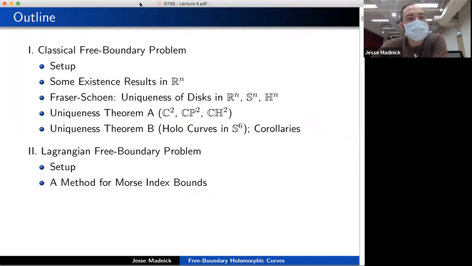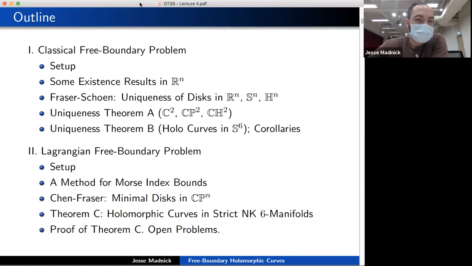And rather than discuss existence and uniqueness, I want to discuss instead a different question, which is what can you say about the Morse index of such things? And I'm going to describe a general method, relatively general anyway, that goes back to Jim Simons, that uses complex analytic techniques, or really holomorphic techniques, to get Morse index bounds. And using those techniques, not only can you get Jim Simons' 1968 result, but you can also get a more recent result of Chen and Fraser on the Morse index bounds for minimal disks in the Kahler CPN.